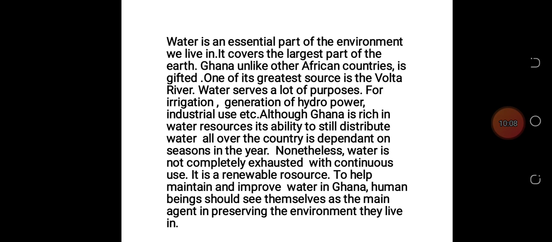One of its greatest sources is the Volta River. Water serves a lot of purposes, a lot of uses, for irrigation, generation of hydropower, industrial use, etc. Although Ghana is rich in water resources, its ability to distribute water all over the country is dependent on seasons in the year.